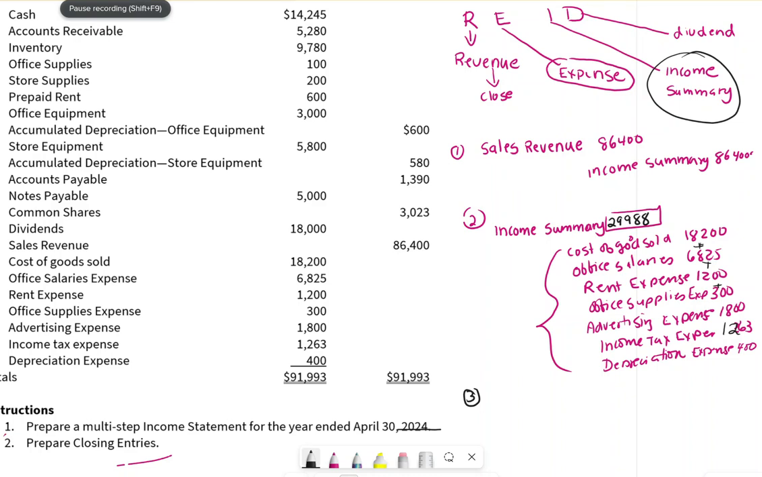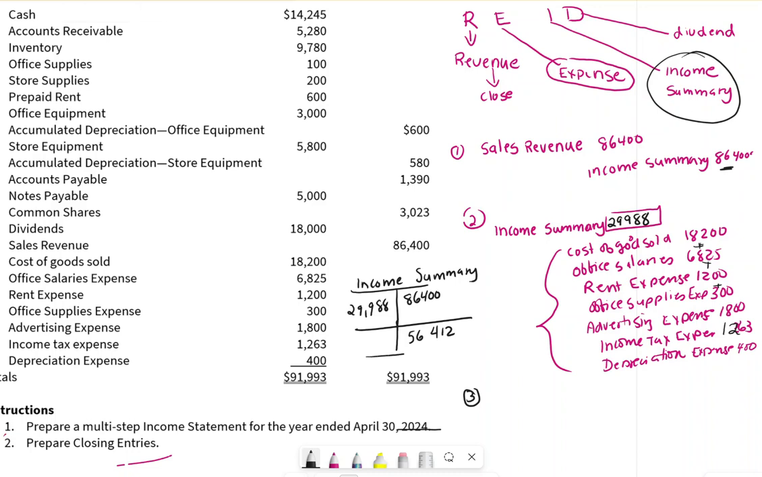Again, it is a temporary account, and how do we close it? I have my first one, it was a credit, I put it on the credit side. So this is my income summary account, and we want to know what the balance in that account is so we can close it. Then the debit side I have is 29,988. And now you have a debit balance and a credit. So the difference between the two will be 56,412, and it is a credit balance. I need to make this balance a zero balance.